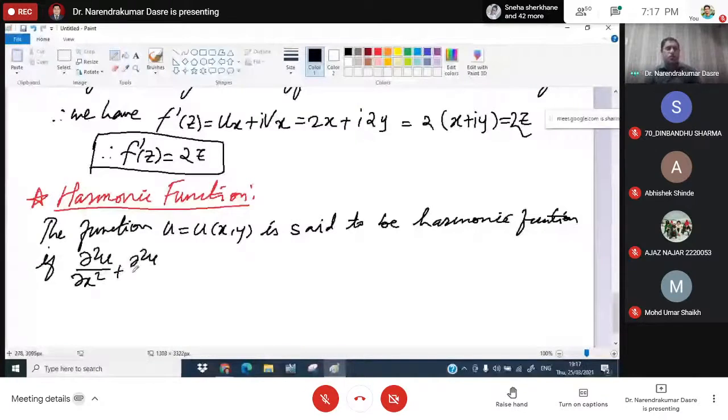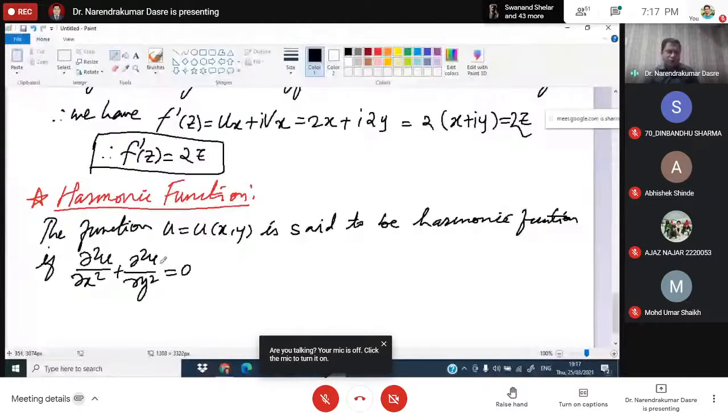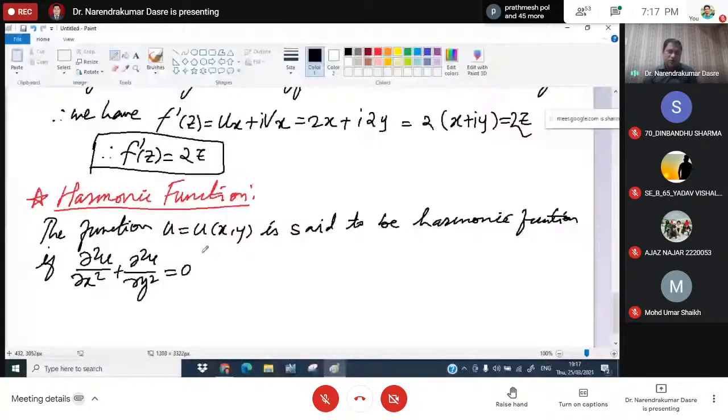is equal to 0. So we know u is going to be a function of x, y, and now here if I consider the second order derivatives of u with respect to x and the second order derivative of u with respect to y, and if these two second order derivatives satisfy this condition, then we say this is going to be the harmonic function. Now the question is how the harmonic function and analytic function are related to each other.